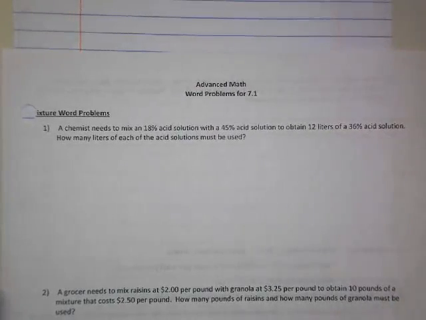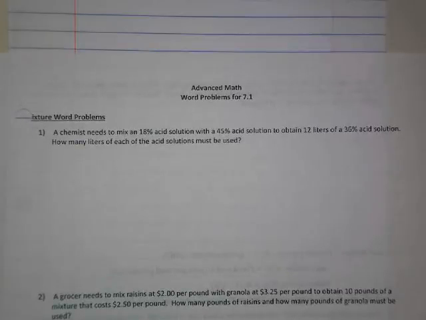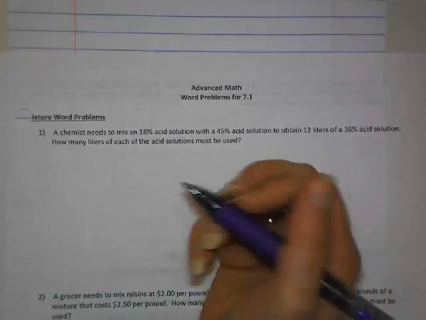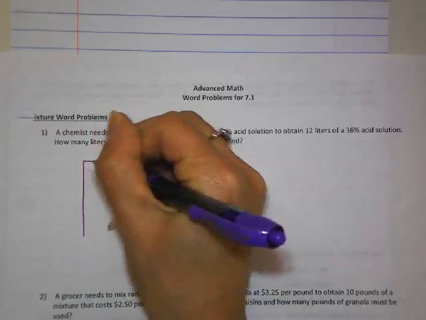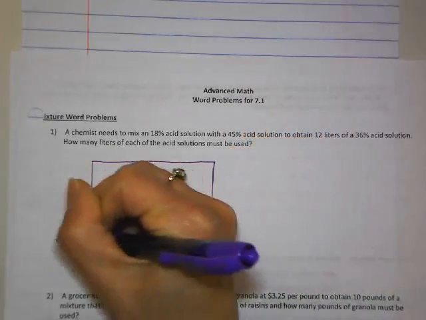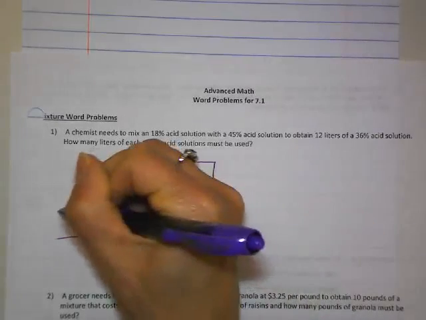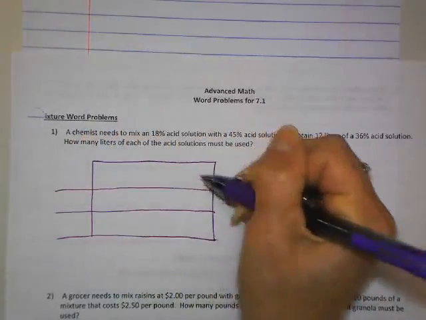A chemist needs to mix an 18% acid solution with a 45% acid solution to obtain 12 liters of a 36% acid solution. How many liters of each acid solution should he use? Now, mixture problems are great for making a box. So in your notes, you can just go ahead and draw this box. Okay, again, don't worry about writing down the problems. I forgot to give this to you guys in class.